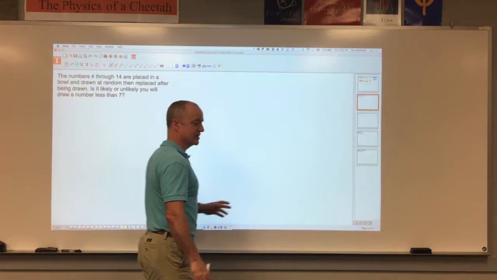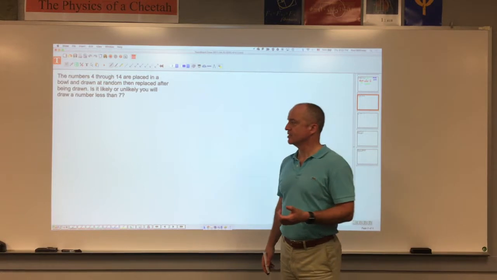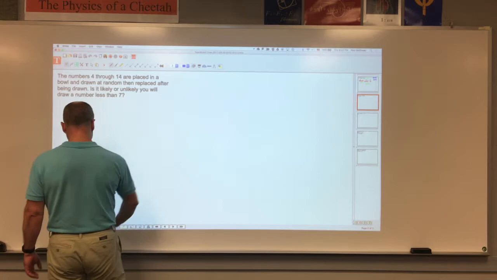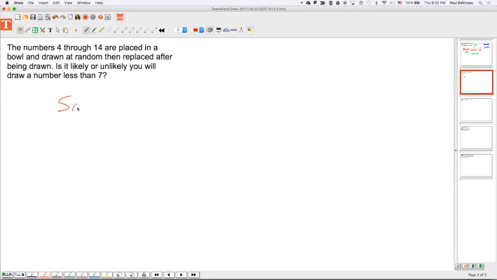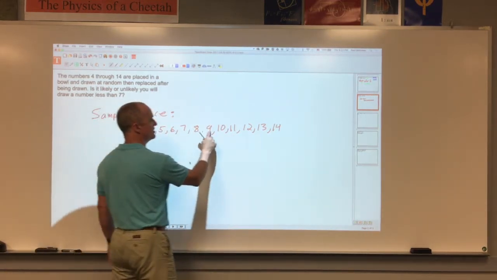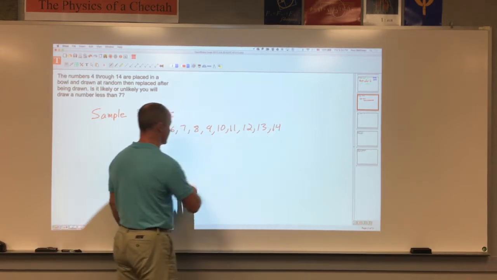Okay, so the numbers 4 through 14. These are hard to visualize. I'm assuming they mean numbers written on a piece of paper. So first off, what's in our sample space? Well, our sample space is 4, 5, 6, 7, 8, 9, 10, 11, 12, 13, and 14. That's our sample space. That's everything that can happen. That is 1, 2, 3, 4, 5, 6, 7, 8, 9, 10, 11 things that can happen.